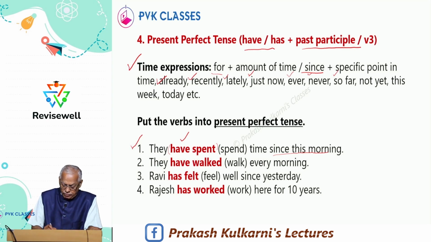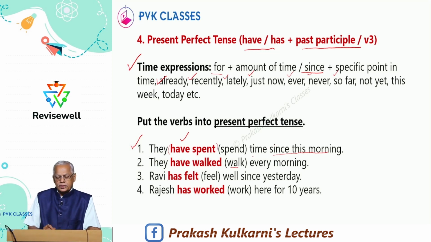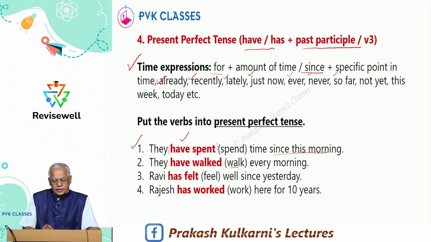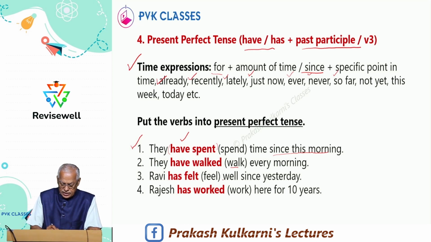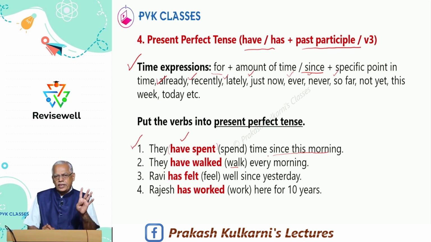They have walked every morning. So here in bracket they have given walk. The correct form is have walked. And in the third sentence, Ravi has felt well since yesterday. In bracket, feel is there. Feel, felt, felt. So always we use third form of the verb given in bracket.